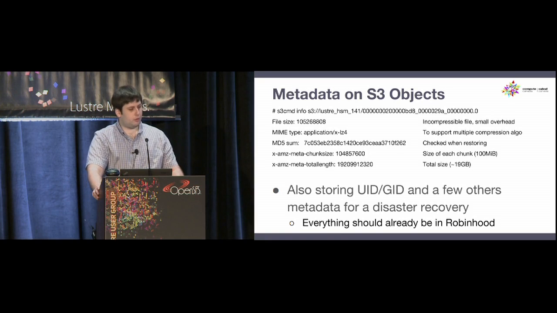We also store the UID and GID and a few other parameters in the object store because that storage is cheap, so maybe it could be useful in a disaster recovery. But that data is already in Robinhood, so it's a better idea to back up the Robinhood MySQL database instead of using what we store on the S3 object.